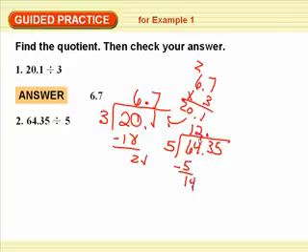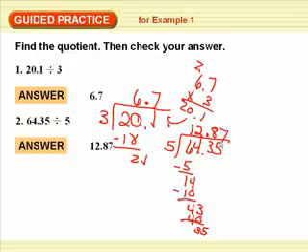5 goes into 14 twice. Bring down the 3. 5 goes into 43 8 times, which is 40. That's 3. Bring down the 5, and it goes in there 7. 12.87, and that's it. And then again, you could multiply to check your answer. Let's just round to check ours. That was almost 13. 13 times 5 is 65, and that's really close.